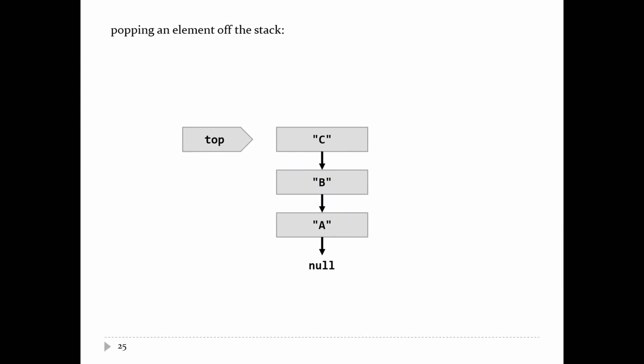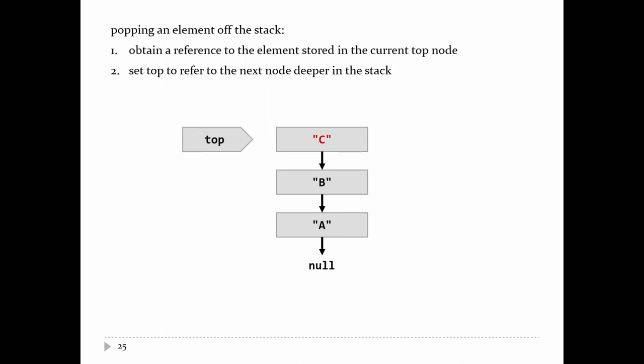So to pop an element off the stack, when you pop an element off the stack, you need to return the element. I'm not returning a node. So we need to remember what is that element that's sitting inside of that node. So we need to obtain a reference to the element stored in the current top node. I now need to set top so that it points at the second node in the sequence. And to get to the second node in the sequence, I'm going to follow the current top node's next link. And that will take me to the second node in the sequence.